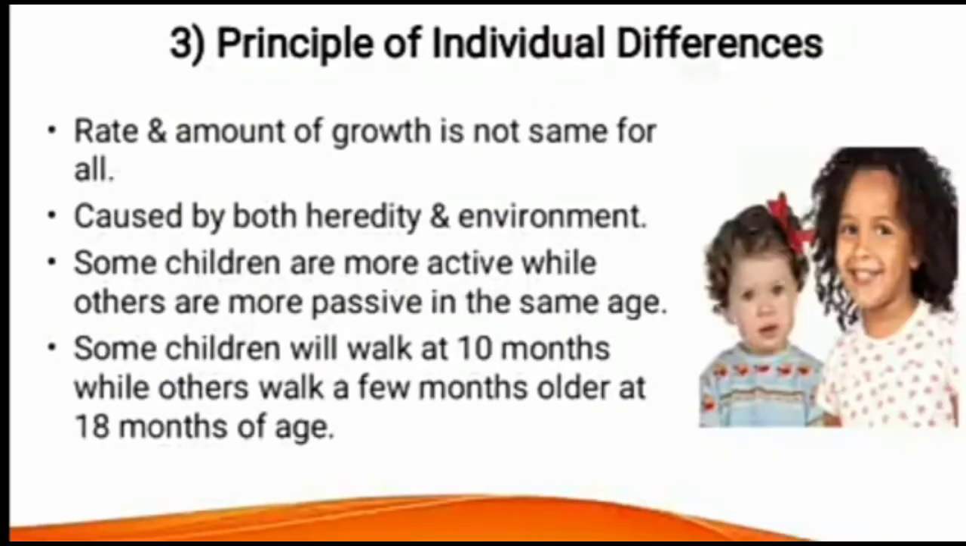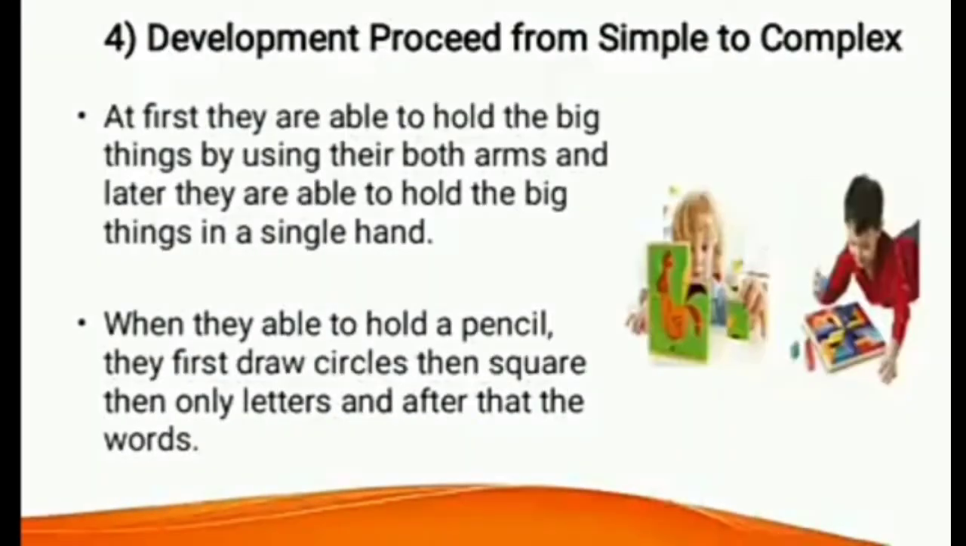Now, the third principle. Principle of individual differences, which means the rate and amount of growth is not the same for all, caused by both heredity and environment. Some children are more active while others are more passive at the same age. Some children will walk at 10 months, while others walk a few months later at 18 months of age. Is it clear?